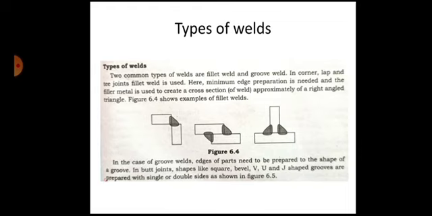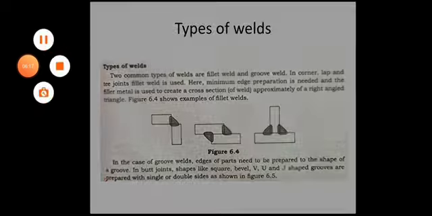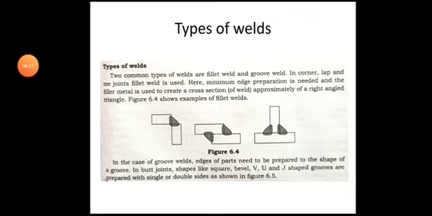In case of groove welds, edges of parts need to be prepared to the shape of a groove, just a groove-like structure. In butt joints, shapes like square, bevel, V, U, and J-shaped grooves are prepared with single or double sides as shown in the diagram below. You can see it clearly in the diagram.